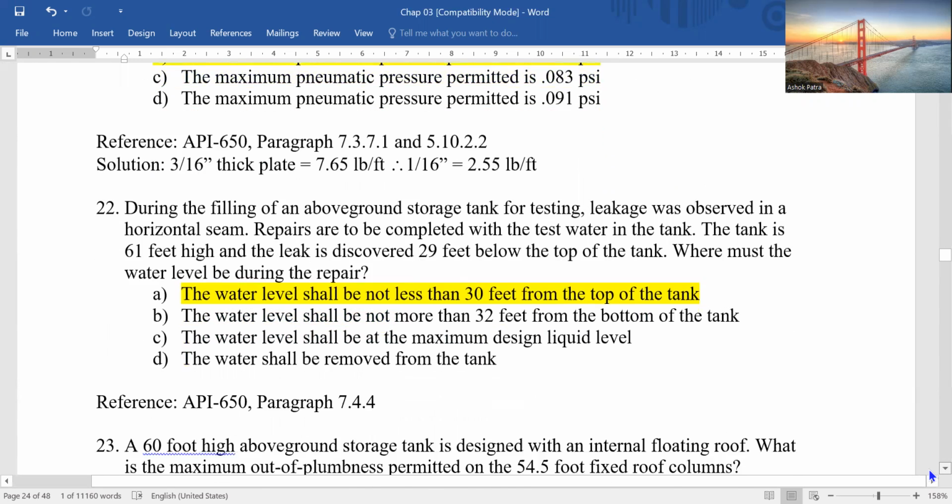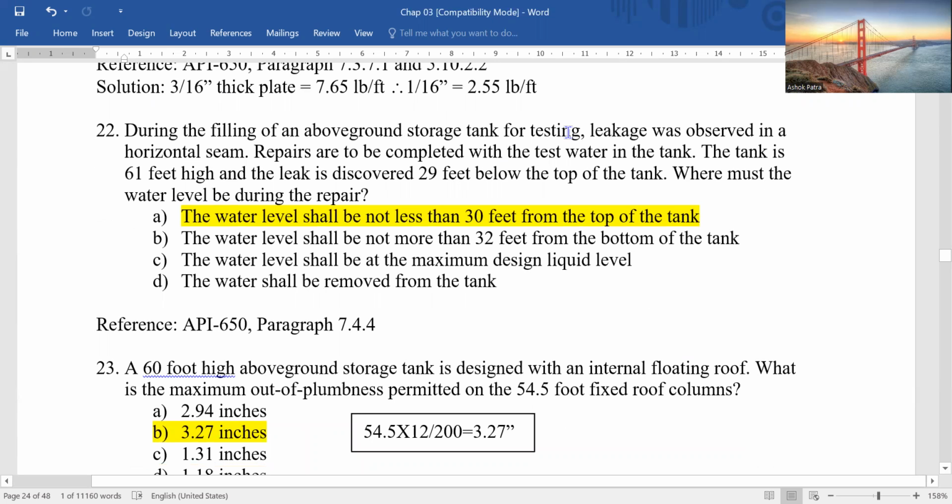During the filling of an above ground storage tank for testing, leakage was observed in a horizontal seam. Repairs are to be completed with test water in the tank. The tank is 61 feet high and the leak is discovered 29 feet below the top of the tank. So remaining is 32 feet. Where must the water level be during the repair? That is what he is asking. The water level shall not be less than 30 feet from the top of the tank. But it cannot go up to 32 to weld, because you need space for welding and all accessories.